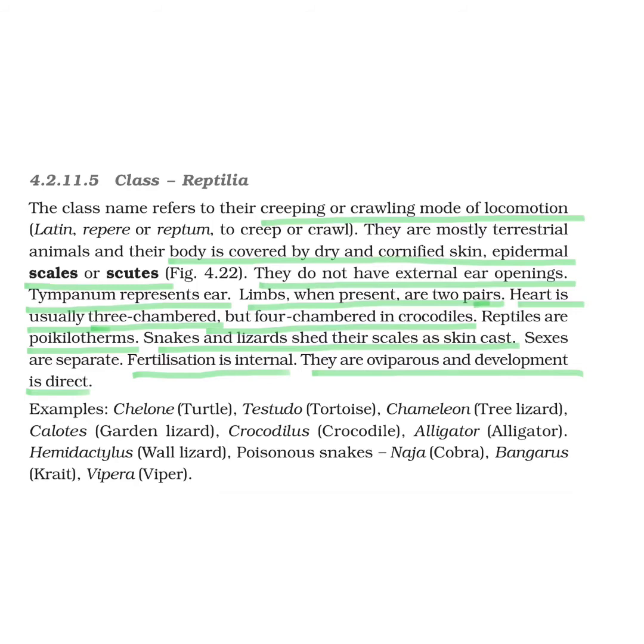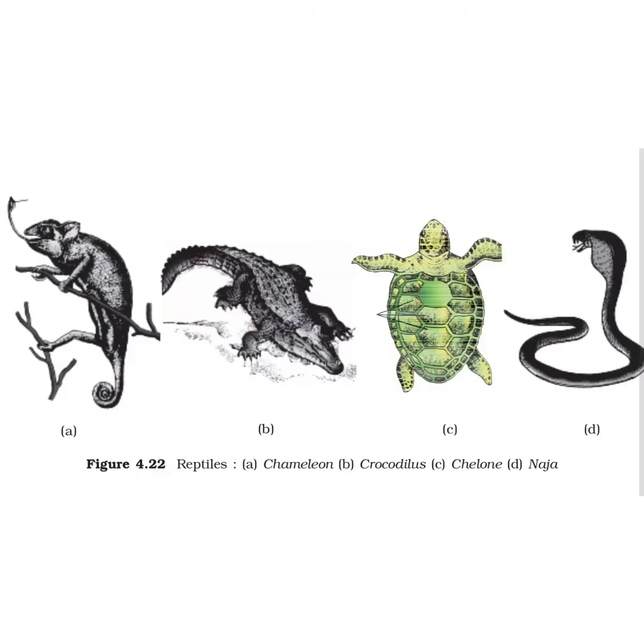Then wall lizard, Hemidactylus. Then snake, that is Naja, poisonous snake, Naja or cobra we can say. Then krait, Bungarus, and viper, Vipera. So very similar names. Then let us discuss some more examples, like turtle, it is found in aquatic medium. So its scientific name is Chelone. Then a normal tortoise, which is found on the land or terrestrial habitat, its scientific name is Testudo.